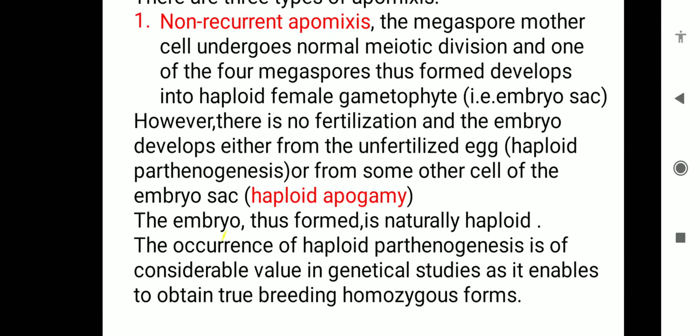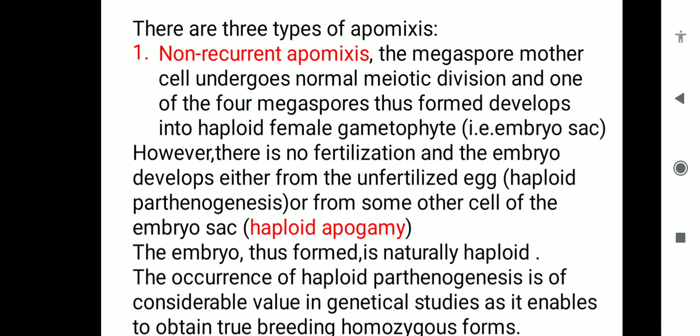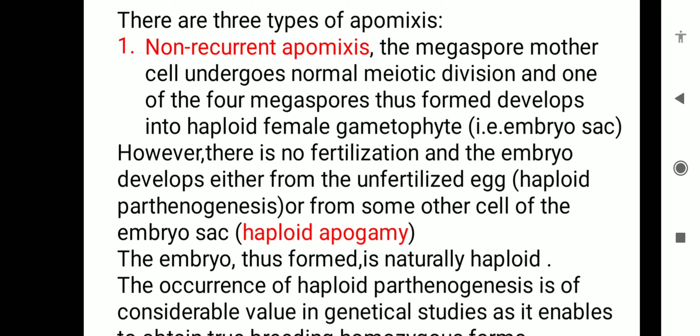Now come to the next page. There are 3 types of apomixis आपको दे रखा है. First is non-recurrent type of the apomixis. What happens? देखिए, the megaspore mother cell undergoes normal meiotic division and one of the 4 megaspores thus formed develops into haploid female gametophyte, that is embryo sac. We know this thing very clearly कि क्या होता है.